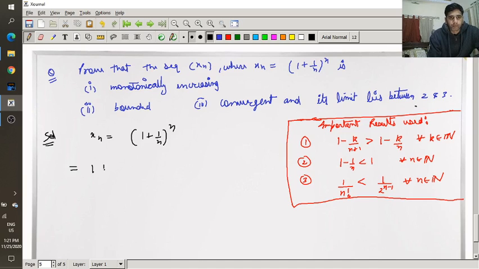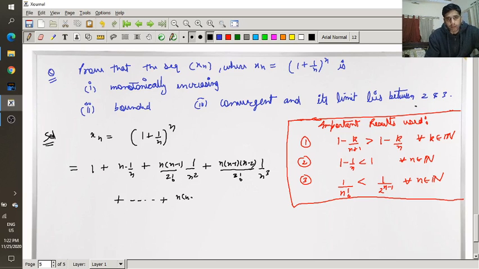So the result will be 1 plus n into 1 by n plus n into n minus 1 upon 2 factorial, 1 by n square, plus n into n minus 1 into n minus 2 upon 3 factorial, 1 by n cube, plus so on, and the last term is n into n minus 1 into n minus 2 and so on, up to n minus n minus 1, whole divided by n factorial, into 1 by n raised to power n. So this is the last term of the binomial expression.